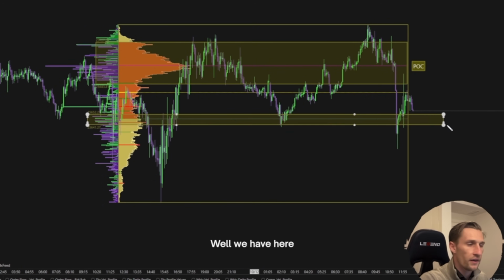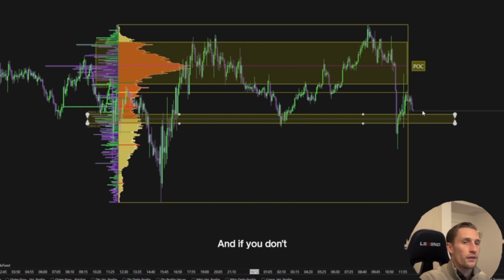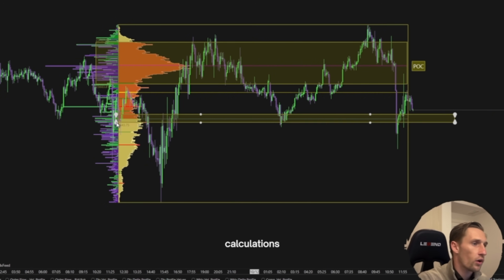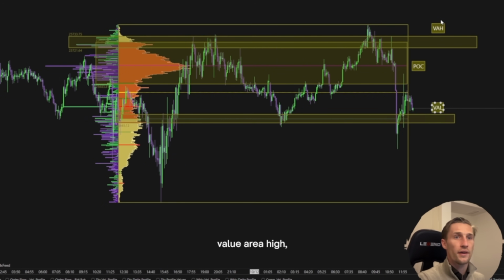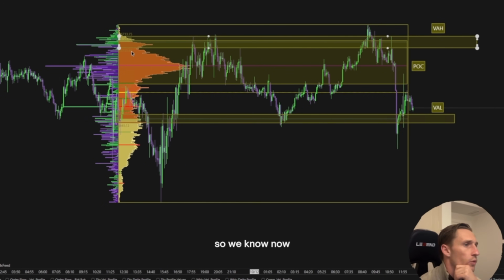Well, we have here the value area low. And if you don't have Deepcharts, you would maybe draw this as a value area low. But the mathematical calculations of this profile say that this is the value area low and that this is the value area high. And that is just because the most amount of volume was traded inside that orange area. So we have the value area high, value area low. So we know now that this is the volume profile, so the volume that has been traded.